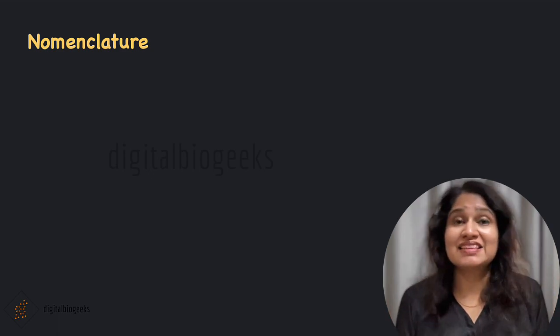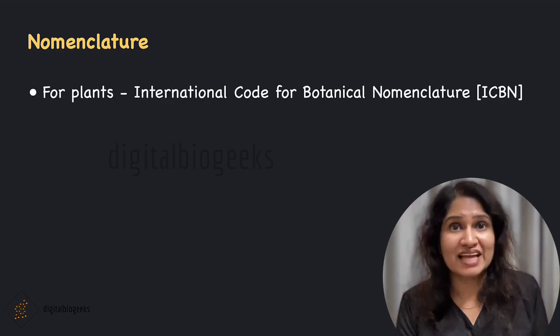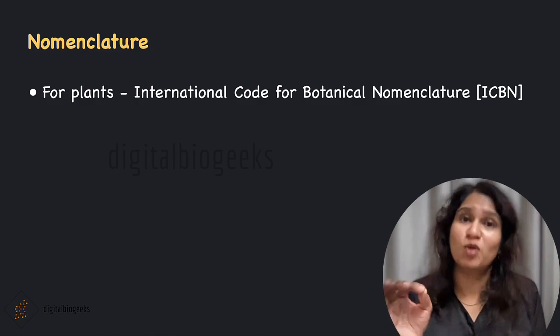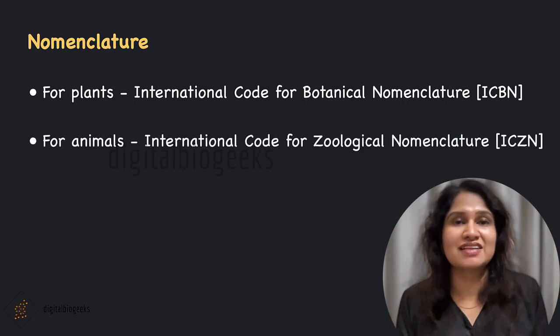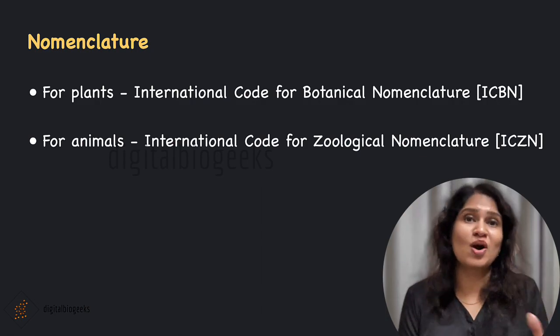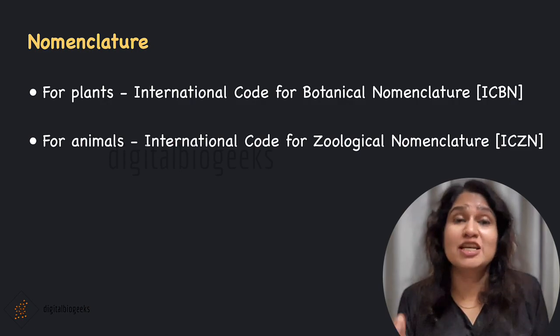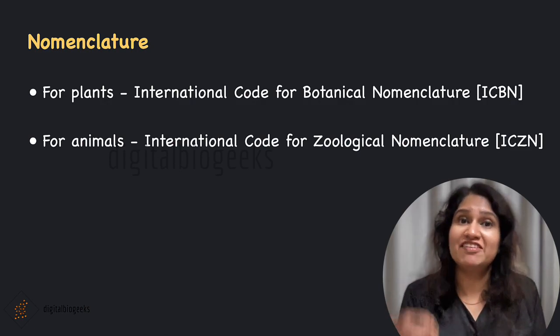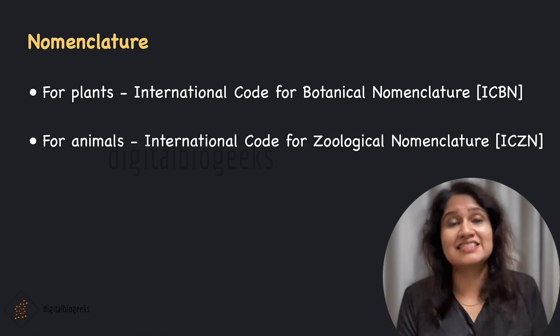For plants, the scientific names should adhere to the guidelines outlined in the International Code for Botanical Nomenclature, and for animals, the names should adhere to the International Code for Zoological Nomenclature. These scientific names ensure that each and every living organism has a unique name which is consistent worldwide.